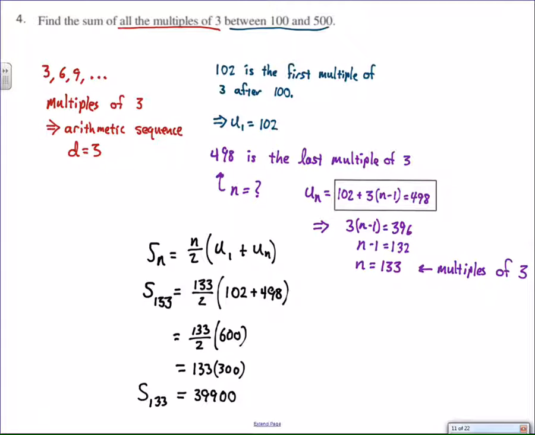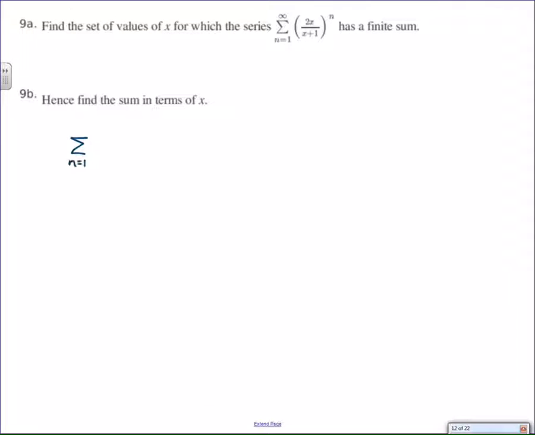Okay, so that should be pretty straightforward enough. We'll move on to the next problem.